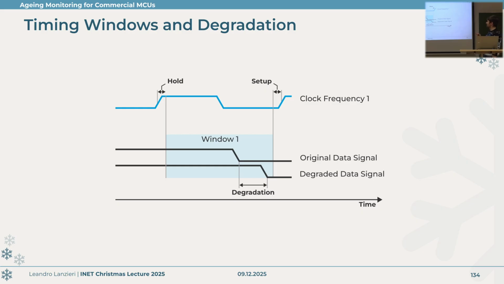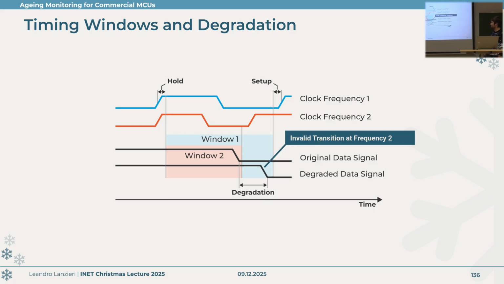But if we take another frequency that is a bit higher, the window will change. That means that the window in which we can change is shorter, and the slower signal actually is running some invalid transition if we are running a frequency 2. So, can we use these invalid transitions when we change the frequency to detect whether the signals are degraded?